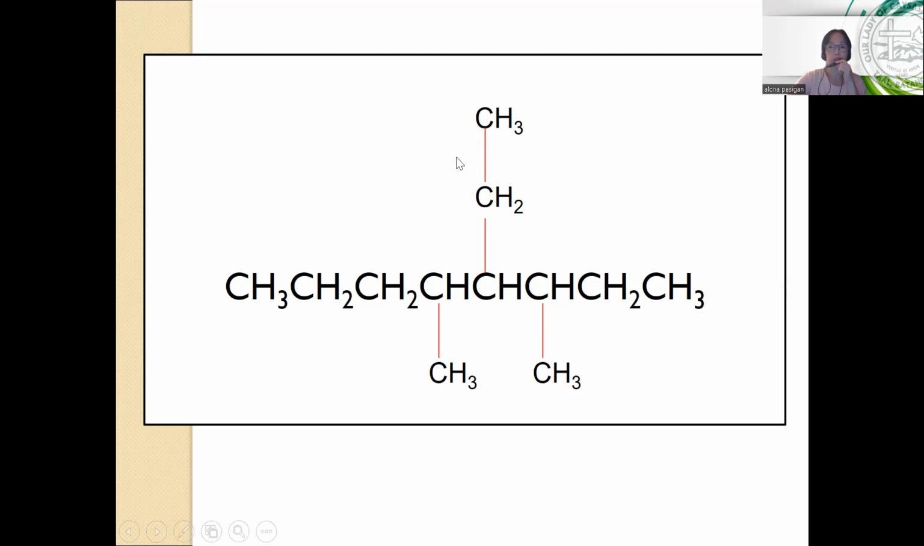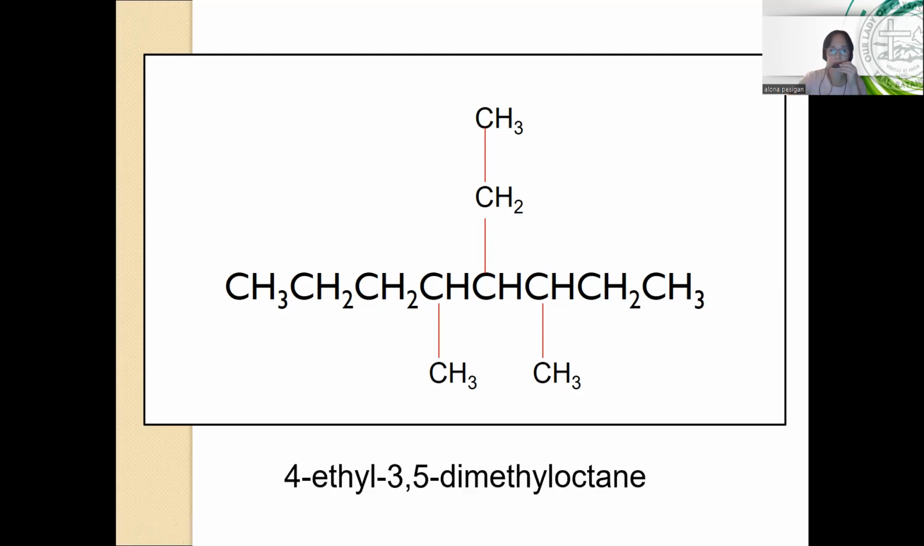So take note, it's alphabetized. So it's 4-ethyl, 3,5-dimethyl, and then the parent is octane. Take note of how it is written. The hyphen is used to separate numbers from words, and the comma to separate numbers from numbers. So it's named as 4-ethyl-3,5-dimethyloctane.